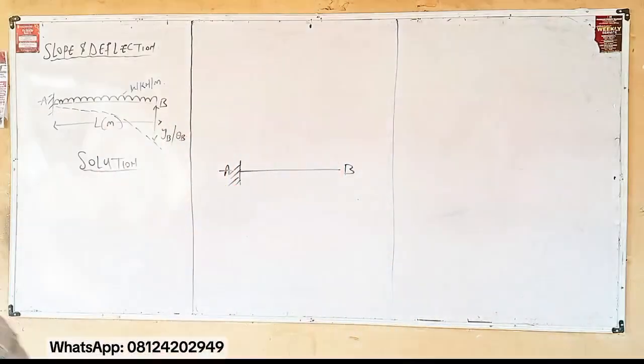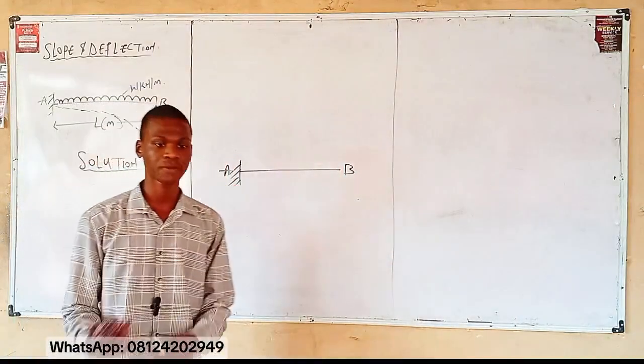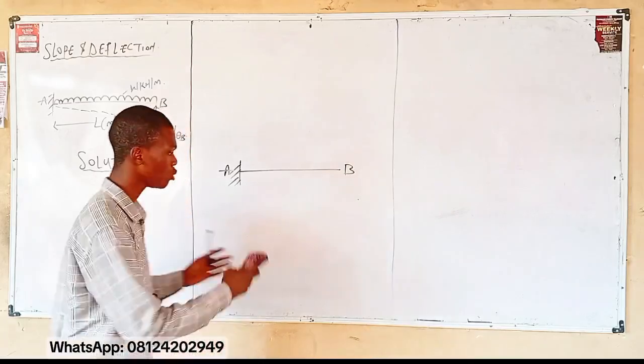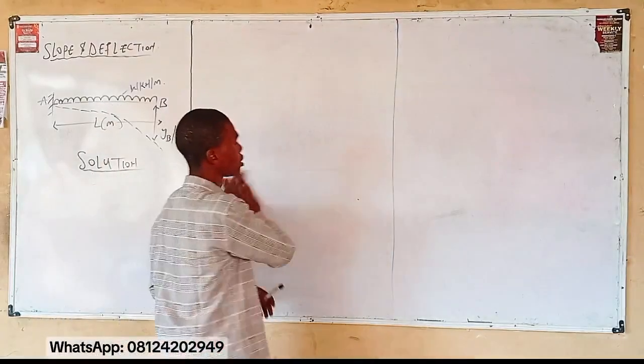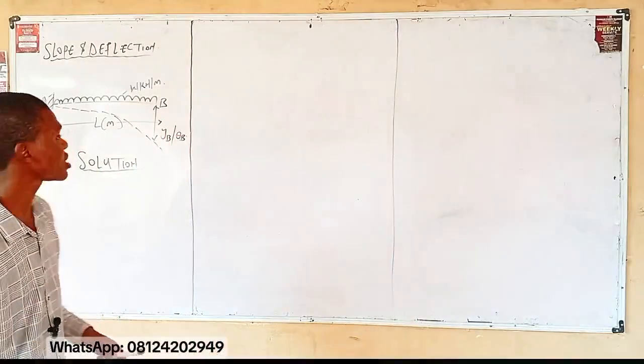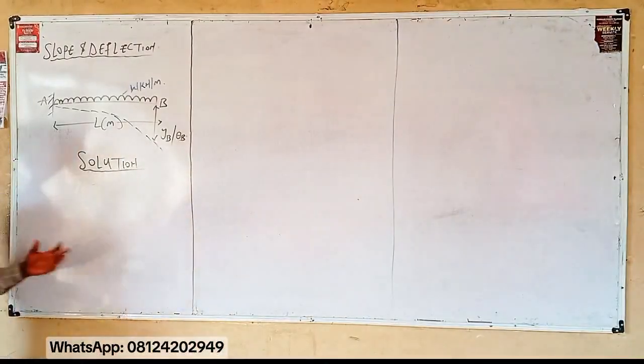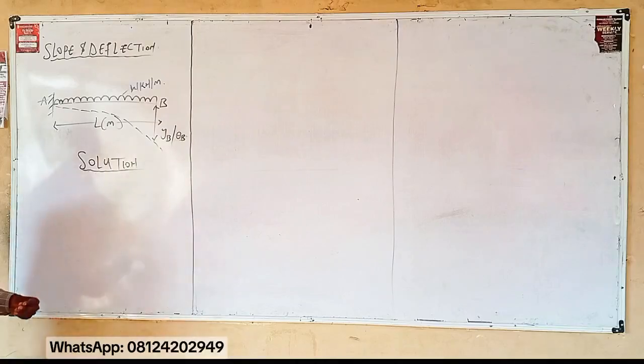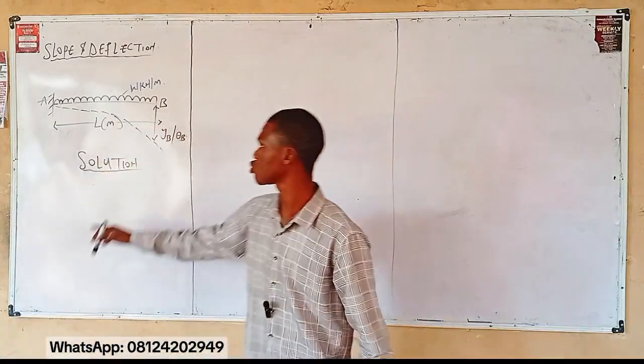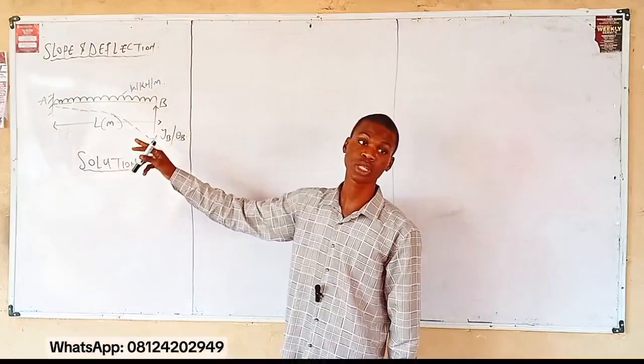Alright, from here, just go back to your book, check what the first step up to the last step. That's what we will implement here. Okay, now the first step is what? Solution. Step 1 is what? Calculate the support reaction, right? But in this case, before you can calculate the support reaction, you have to draw your free body diagram.